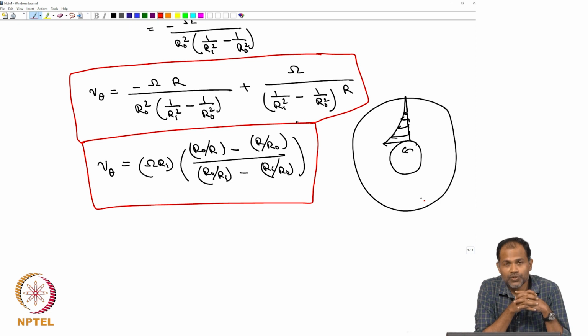It also tells you how you should deal with equations in the cylindrical coordinate system, how some of the non-trivial terms contribute, and the pressure-centrifugal force balance is the other thing that nicely came out of this analysis.